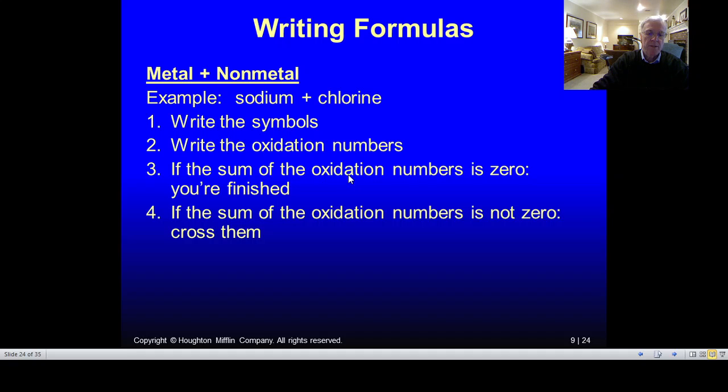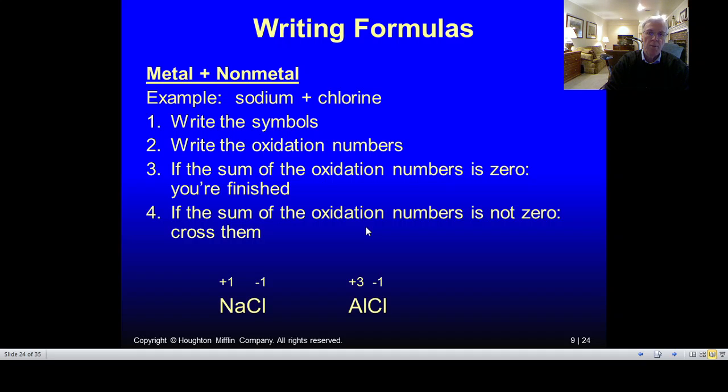Now, if those two oxidation numbers, that is the oxidation number for the metal and the oxidation number for the nonmetal, add up to 0, then we're finished and the formula is complete. However, if they don't add up to 0, then we're going to cross them. And this is what I mean by that. So, for example, NaCl, those are the two symbols, Na for sodium and Cl for chlorine. Those are the oxidation numbers that we found on our periodic table. And because plus 1, when you combine it with negative 1, adds up to 0, we're finished. The formula is NaCl.